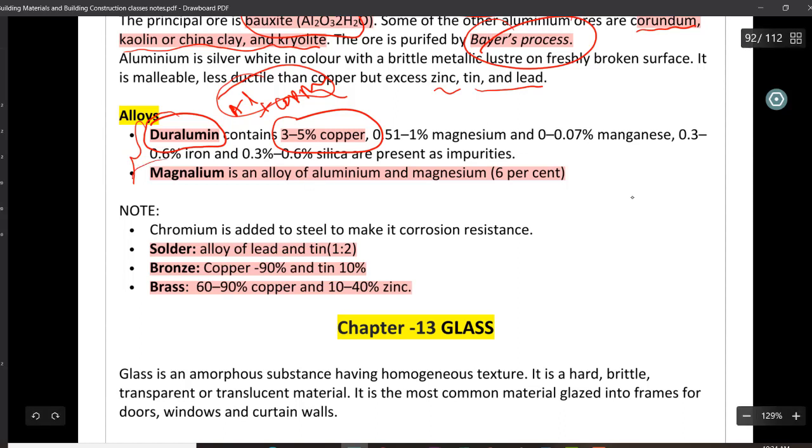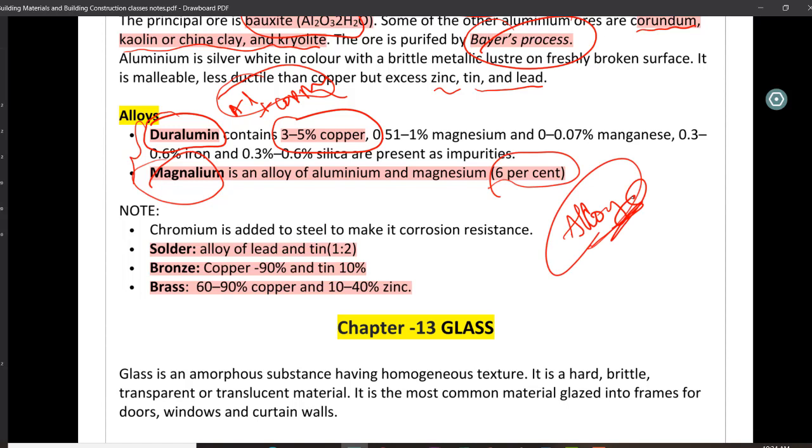Next is magnalium. The name itself says what it is: aluminum plus magnesium. If around 6% magnesium is added, it becomes magnalium. See, these alloys are very frequently asked bits, so please do be careful.